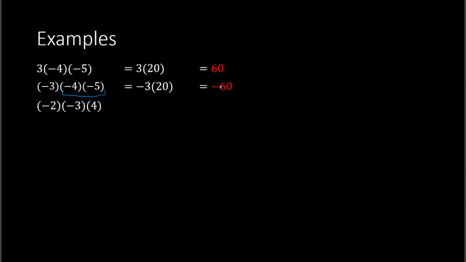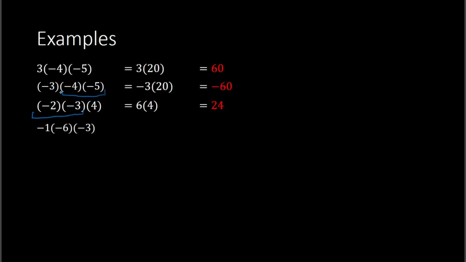Next example, we have -2 times -3 times 4. Well, -2 times -3 gives me a positive 6. Negative times negative is positive. Then 6 times 4 would give me a positive 24.